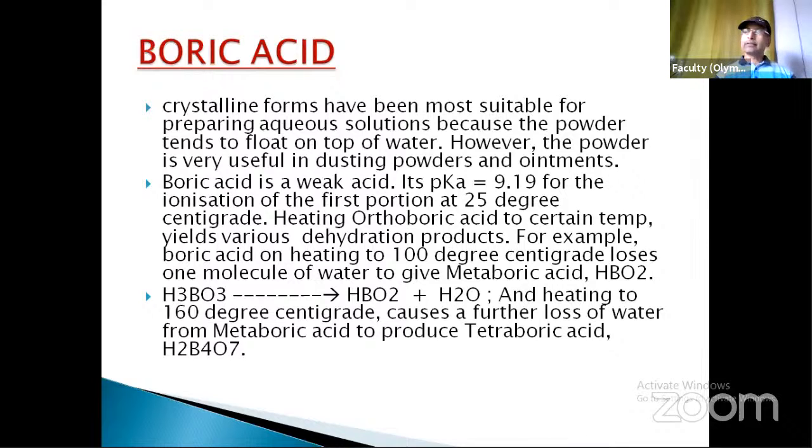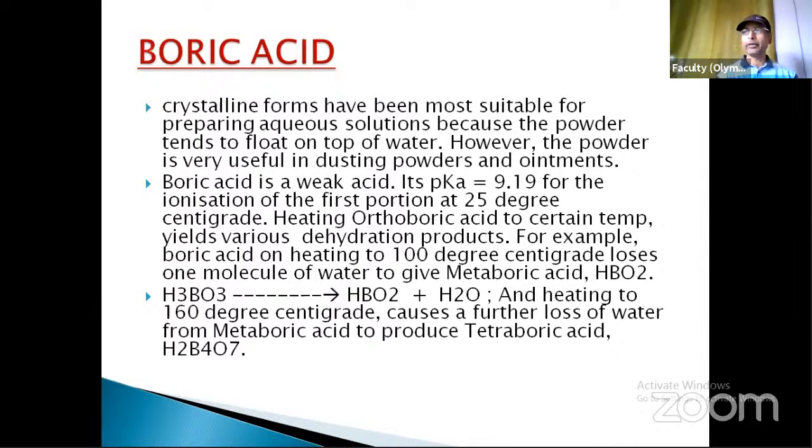Now this boric acid is a weak acid. Its pKa is 9.19 for the ionization of the first portion at 25 degrees centigrade. If you heat this boric acid, it's also called orthoboric acid, to a certain temperature, it releases its water molecule and gets dehydrated. Dehydrated products are obtained. For example, if boric acid is heated to 100 degrees centigrade, it loses one molecule of water and gives metaboric acid.